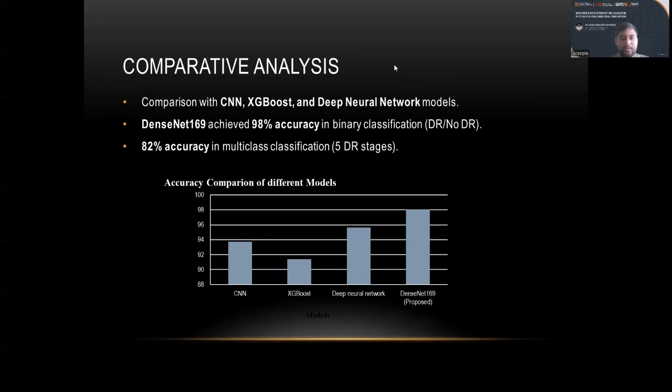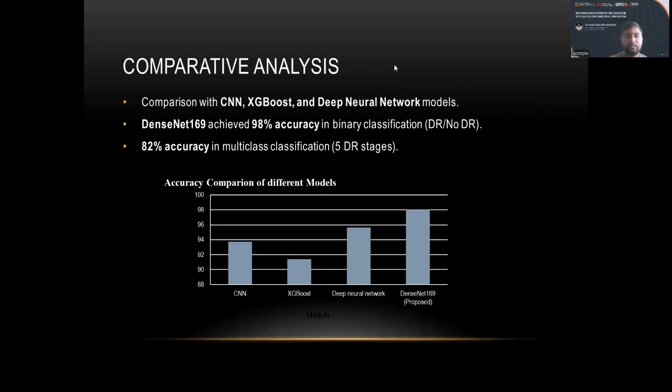Now let's discuss the performance comparison of our model with other existing algorithms. We benchmarked our DenseNet 169 model against well-established methods, including CNN, XGBoost, and deep neural networks, to evaluate its relative performance in detecting diabetic retinopathy. As seen in the accompanying graph, DenseNet 169 consistently outperformed these traditional models in both multi-class and binary class tasks. Specifically for multi-class classification, our DenseNet 169 model achieved an impressive 82% accuracy, which is notably higher compared to alternative approaches, which are only binary classified.